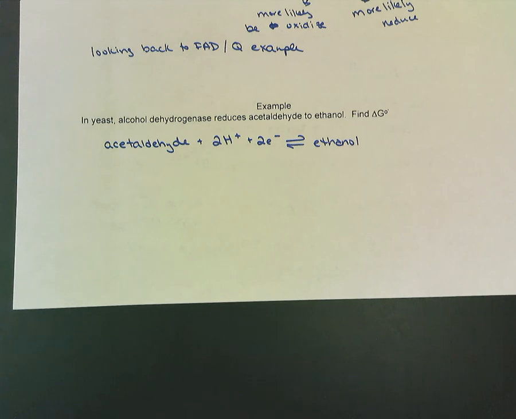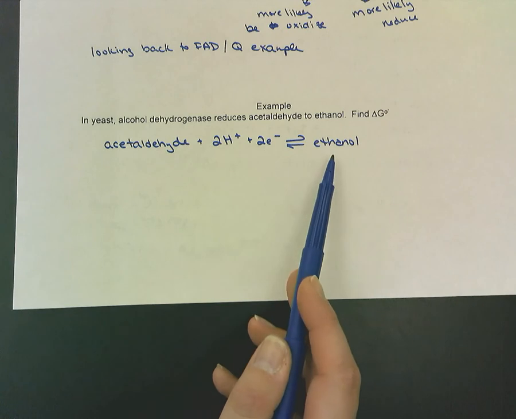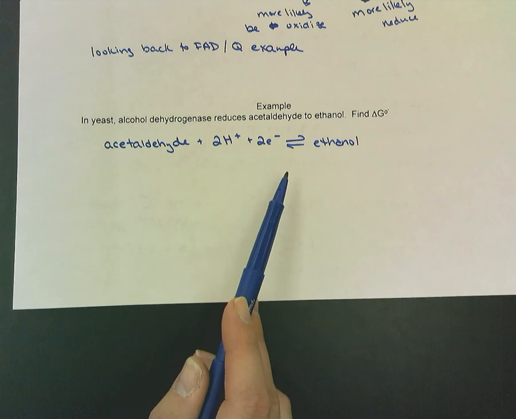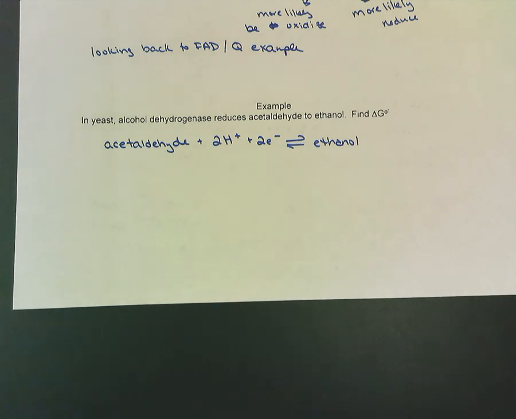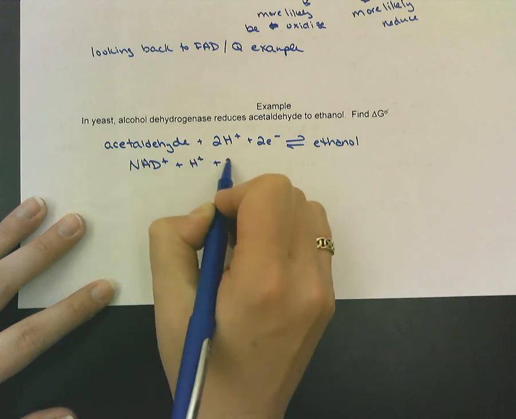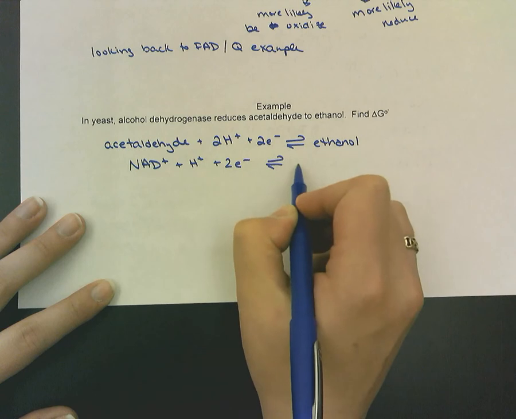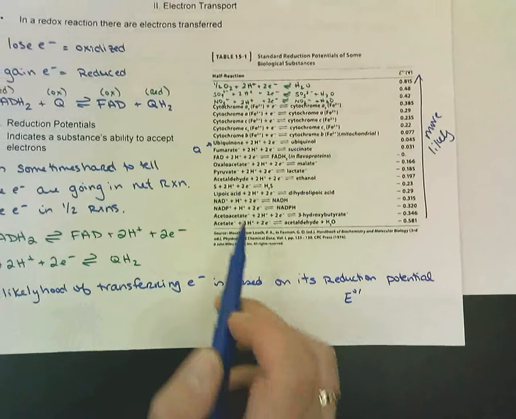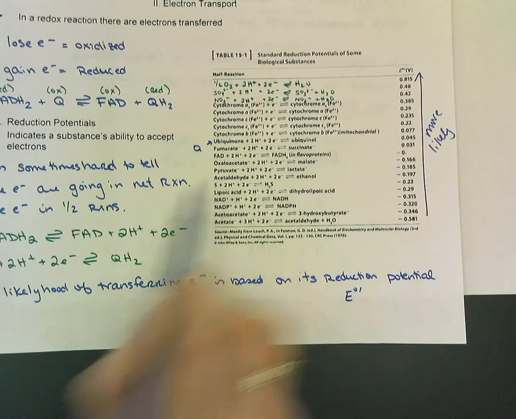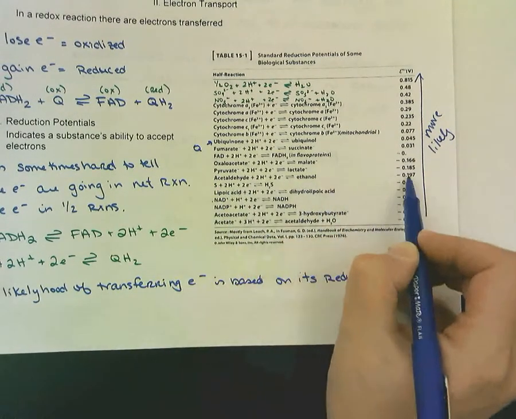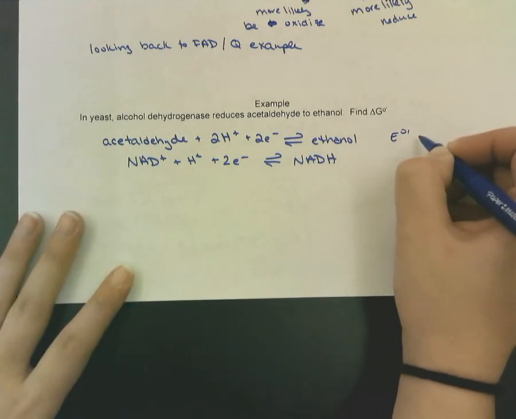All right, so I'm saying that the acetaldehyde is being reduced to ethanol. It's gaining electrons, so there's my reduction reaction. And remember what my cofactor has to be in these? 50-50 shot. Good choice, NAD+. I'm writing these right off of the table, so acetaldehyde's right here, and NAD+ right there. Looking up their values, this has an E0 prime.